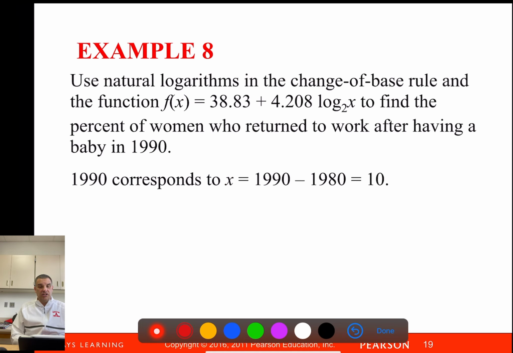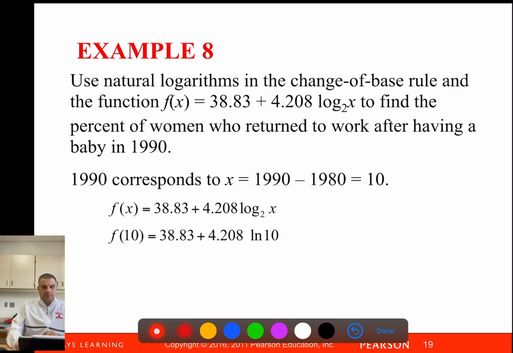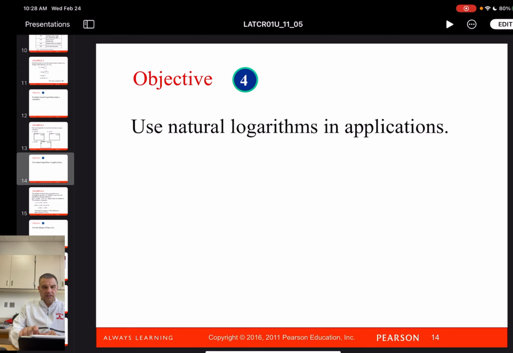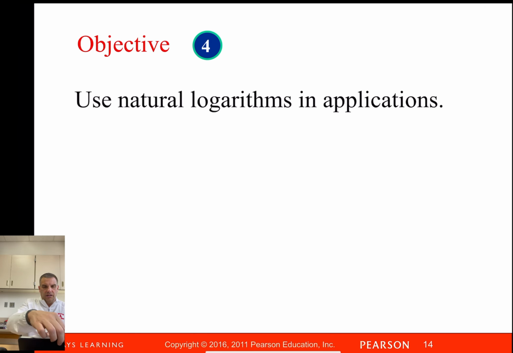It's called the change of base formula. We're going to do a few more of those. I'm not real keen with the number that they did there. So let's do a couple more of those.